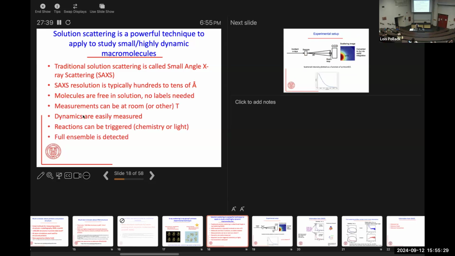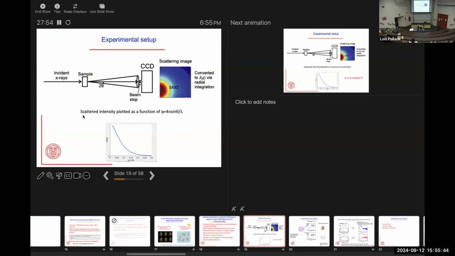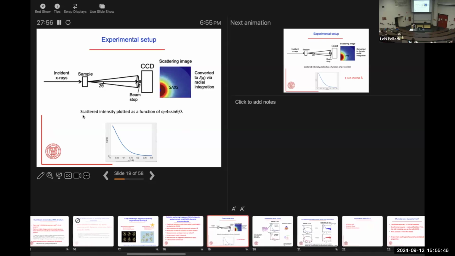And finally, my favorite feature, I think, you see the full ensemble. So these molecules do not exist in one rigid form. They're actually moving. They have a certain variation in their structures, and that's actually quite important. All right. So this is the experimental setup.